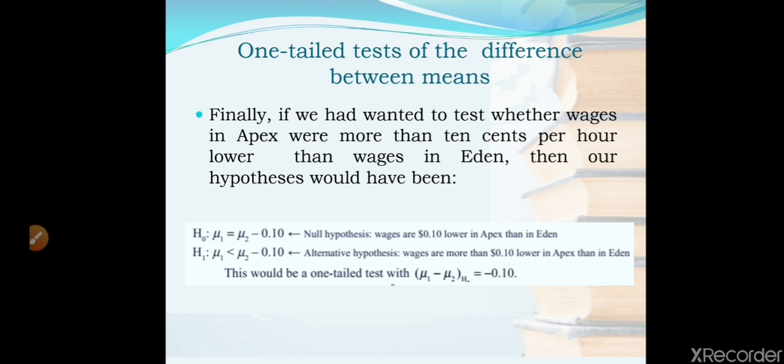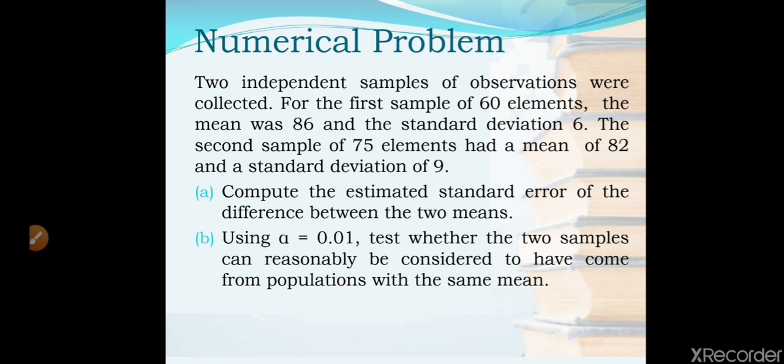So in this case, it is a one-tailed test with mu1 minus mu2 as minus 0.10. Let's do a numerical on this. Two independent samples of observations were collected. For the first sample of 60 elements, the mean was 86 and the standard deviation is 6. The second sample of 75 elements had a mean of 82 and a standard deviation of 9.